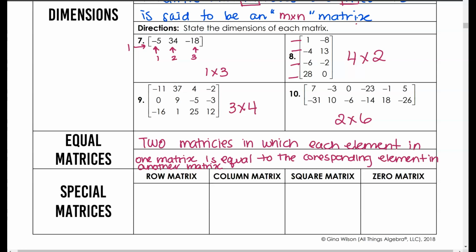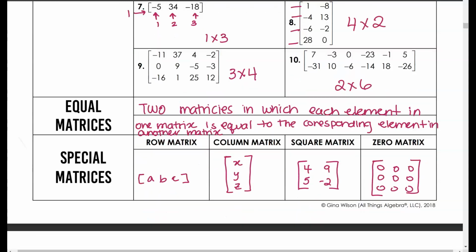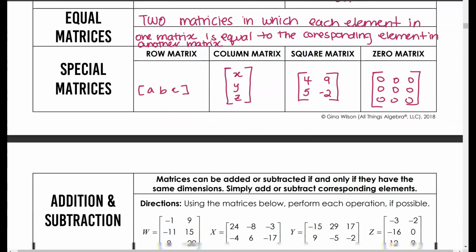All right, let's take a look at these special types of matrices. A row matrix is going to look like one row, like A, B, C. This would be a row matrix. A column matrix then is going to be a column, something such as X, Y, Z. A square matrix will look something like 4, 9, 5, -2. And then a zero matrix would be a matrix of all zeros. So those are special types of matrices. A zero matrix is just a matrix filled with zeros.